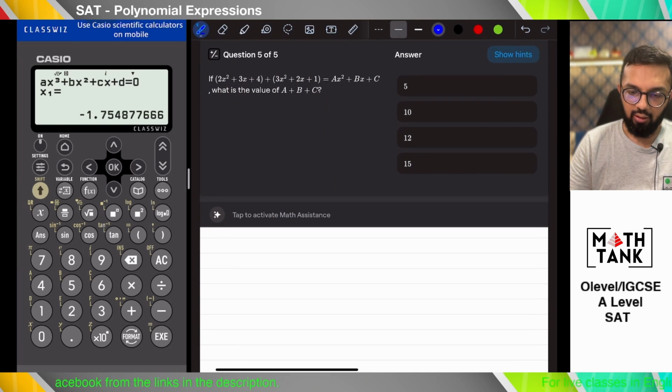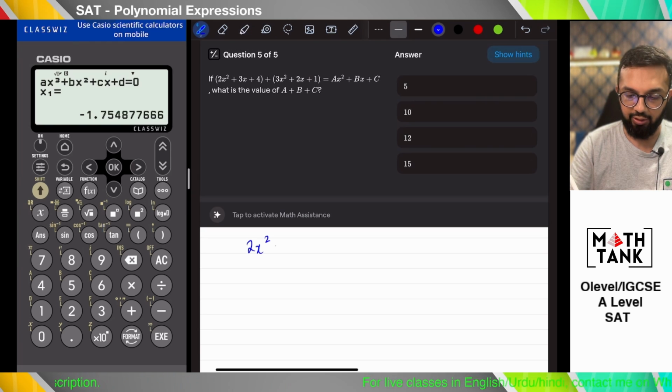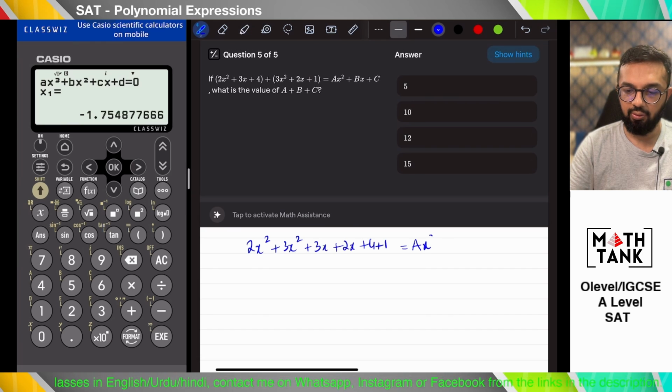Question 5, what is the value? Now this is an interesting question. This is where I teach you comparison. I've taught you that in the lecture video as well, but this is about solving this question. So what do you do? You compare. What is the coefficient of this? It becomes 5x squared plus 5x plus 5.